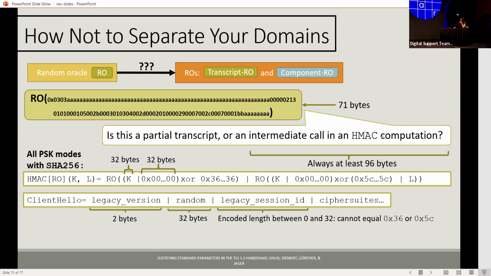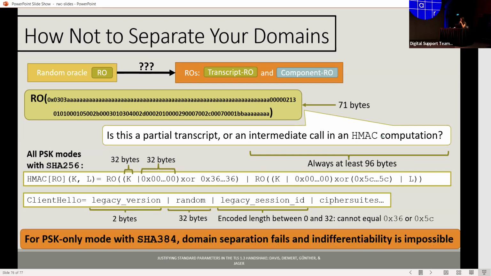In order to tell that something is not a transcript, we need to check this byte, byte 34, and verify: does it match 36 or 5C or not? And for a valid transcript, it will never match either of these values because the legacy session ID has a maximum length of 32 bytes, which is convenient, but it's also lucky. And we're only this lucky for pre-shared key only modes with SHA-256.